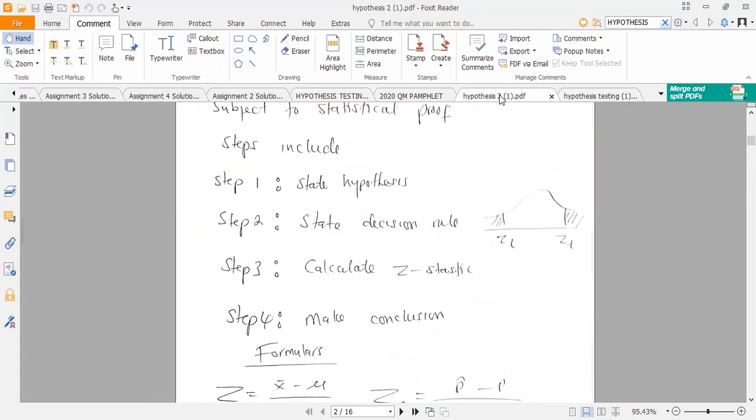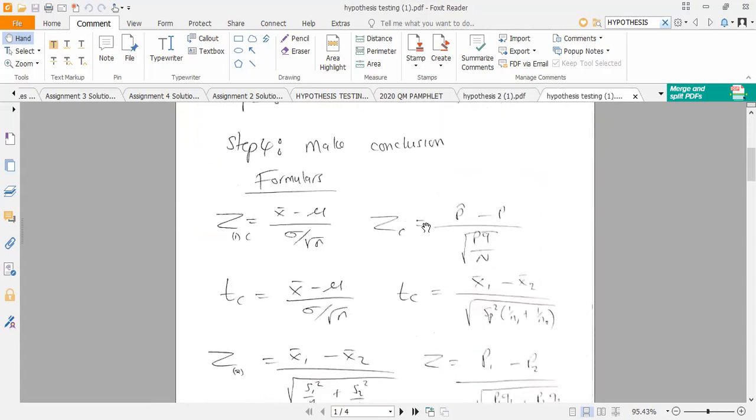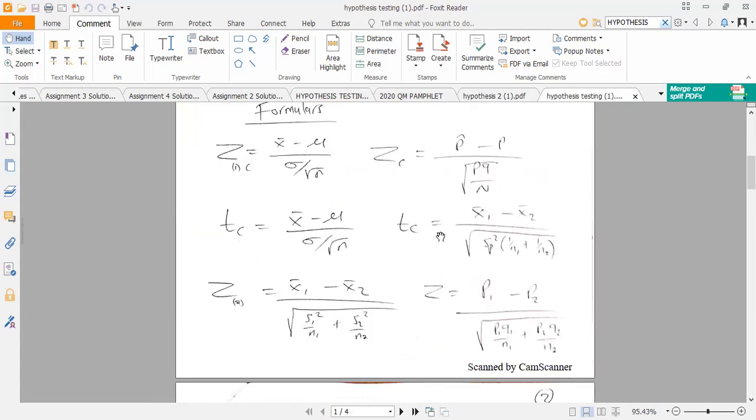So with the steps that I've talked about, I'll also give you a run through of the formulas we're going to use. We're going to use the formula for the Z, which is x bar minus mu over standard deviation over root n, where n is greater than 30. We're also using a proportion formula where we have p hat minus p over the square root of pq over n.